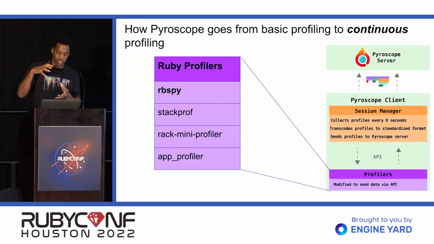And so how Pyroscope works is that it takes these profilers and uses a component called a session manager that determines how often to collect the profiles, turns the profiles into some sort of standardized format, and then sends those profiles to the Pyroscope server, where a bunch of compression and efficiency operations are done so that you can both store the data efficiently and query the data back efficiently. That's the difference between static or ad hoc profiling and continuous profiling: the concept of putting it somewhere where it can be queried and used retroactively, without having to do anything extra.